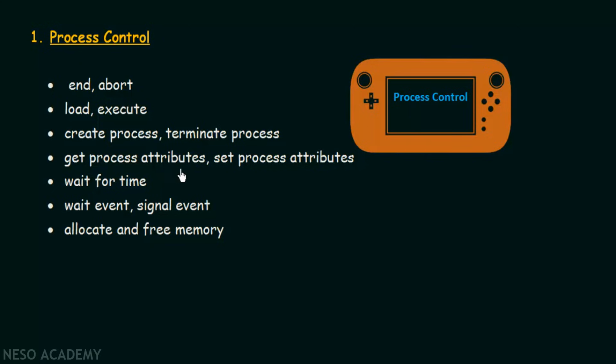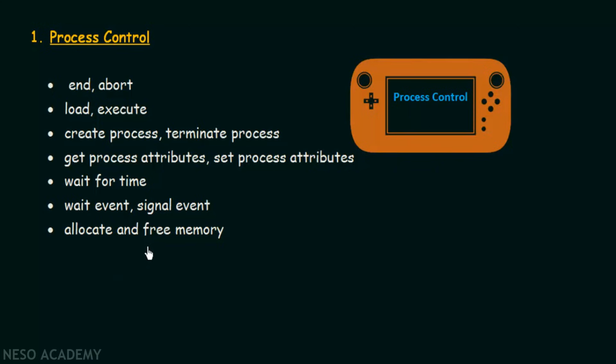Then we have get process attributes and set process attributes, for getting and setting the attributes of our processes. Then we have wait for time. This means that some processes need to wait for their time to come so that they can begin their execution. This will be clear when we study scheduling algorithms, which we will be discussing later on. So a process may need to wait for its time of execution, and for that also we need a system call. Then we have wait event or signal event, because a process may need to wait for an event or signal an event.